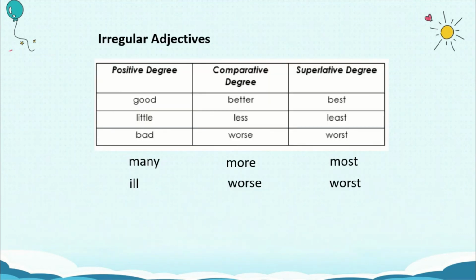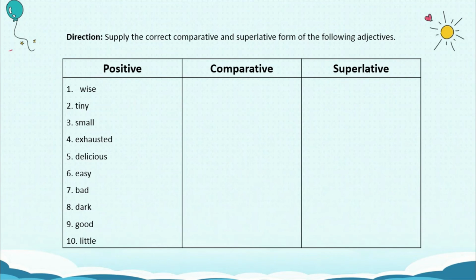In adjectives, we also have the so-called irregular adjectives. When we say irregular adjectives, these are adjectives that change their spelling in the comparative and superlative degree. Examples are good, better, best; little, less, least; bad, worse, worst; many, more, most; ill, worse, worst; and many other examples of irregular adjectives.